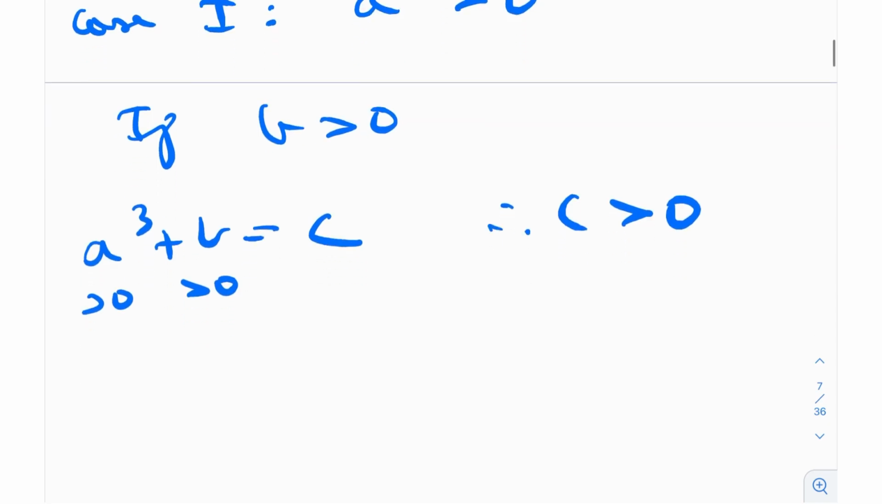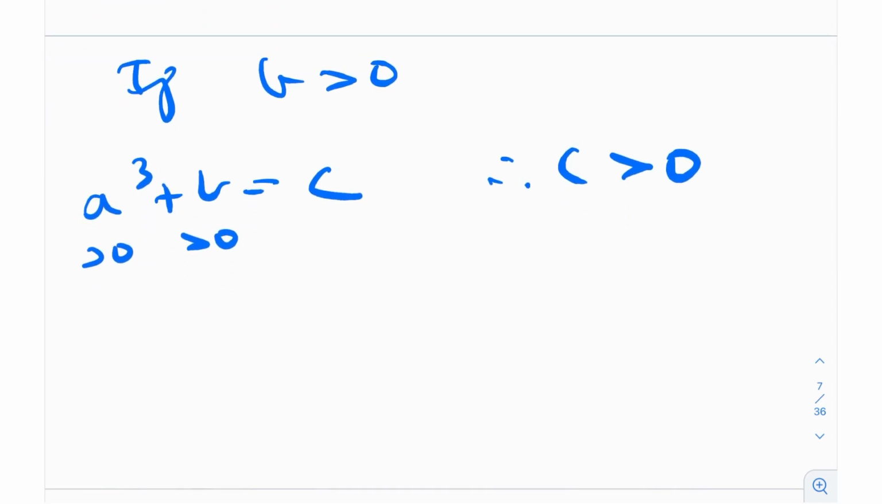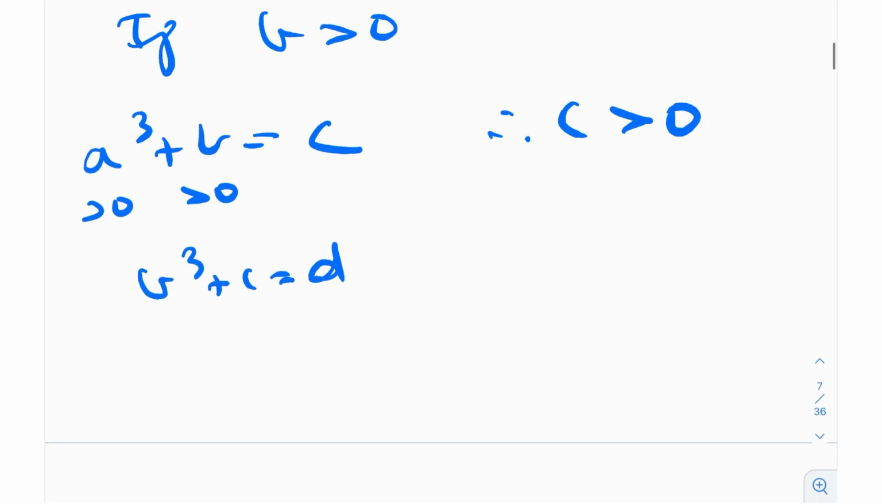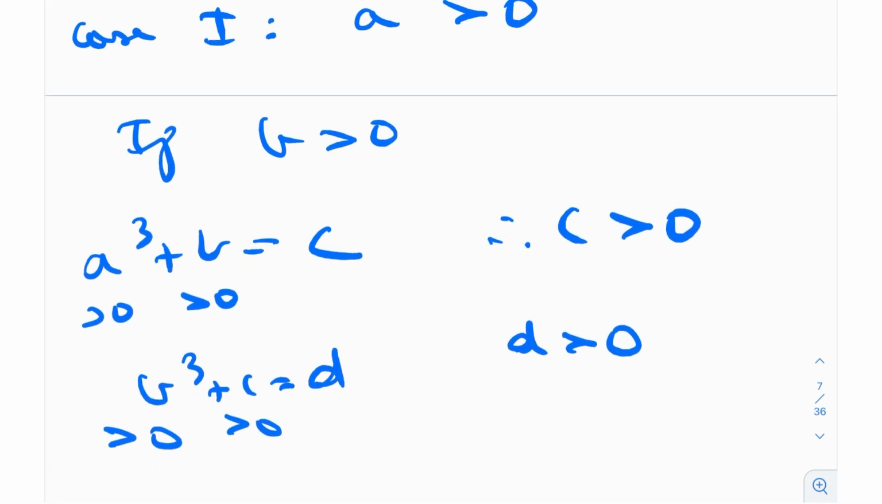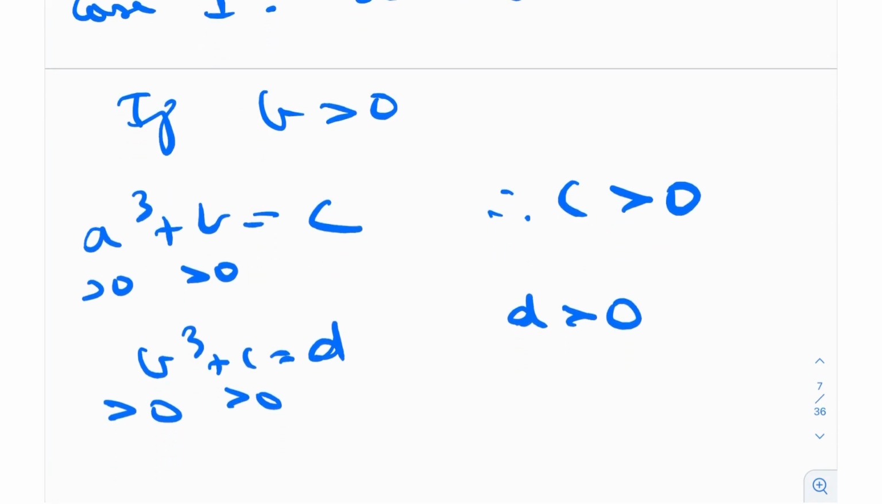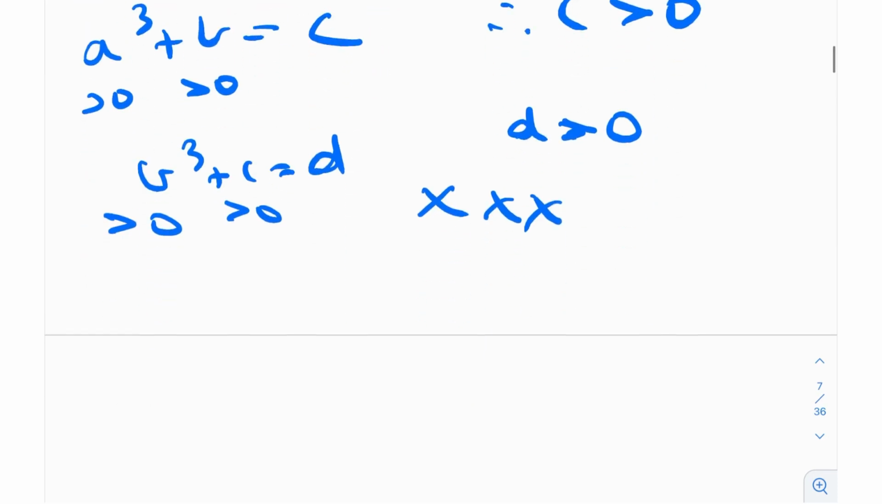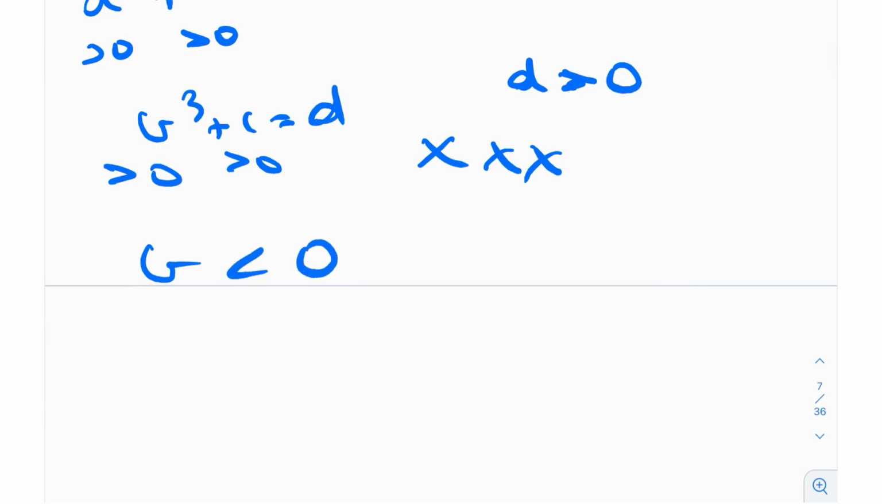And from another equation, let's take b cube plus c is equal to d. Again, b is greater than 0, c is greater than 0, so obviously d has to be greater than 0. So here we are assuming a greater than 0, b greater than 0, and as a consequence, we are getting c and d also as positive numbers. This cannot happen, so this is a contradiction. The contradiction is that b cannot be greater than 0. So b has to be less than 0 for this case. So if a is positive, then b has to be negative.